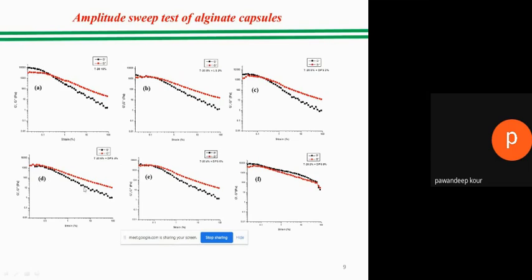Among all these 6 formulations, we can see that in this formulation where tween-20 was used at 2% and DPS, which is a zwitterionic surfactant, was used at 8%, the maximum crossover point is detected. It means that out of all these 6 capsules, this particular formulation was very strong in terms of its gel strength, as depicted from this figure.